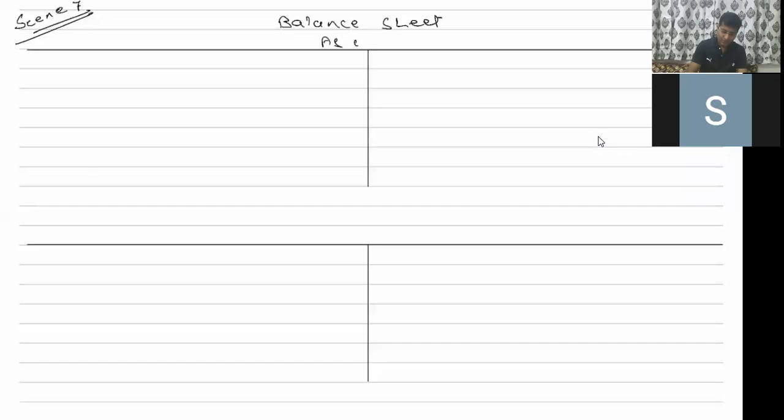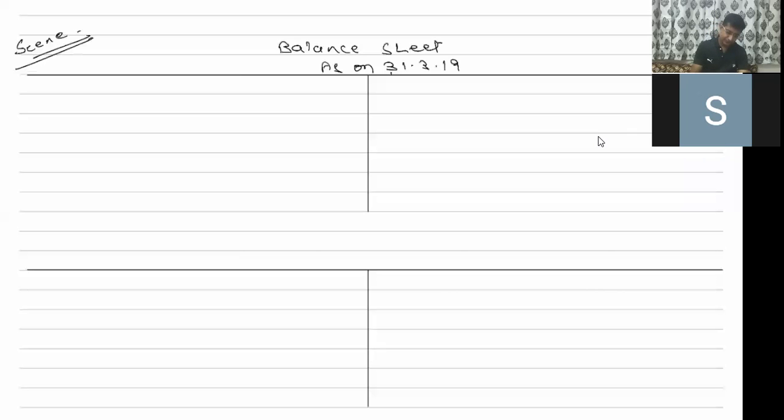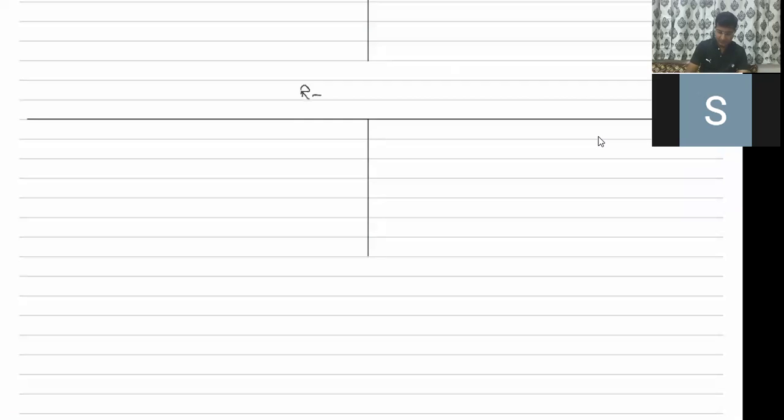Balance sheet as on 31st March 2019. Then I've been provided the receipt and payment account for the year 31st March 20, right?